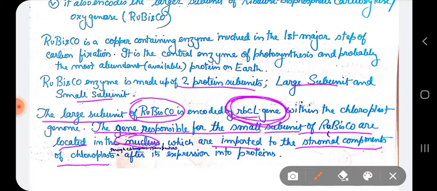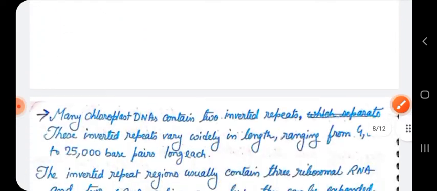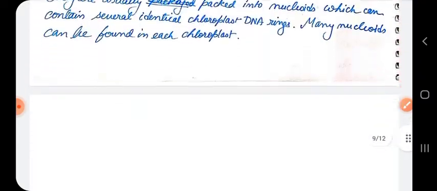So it means the gene responsible for the small subunit of Rubisco is located within the nucleus. For the large subunit, the gene is located in the chloroplast DNA. But for the small subunit, it is located in the nucleus. It will be expressed into protein, and then with the help of a chloroplast transporter, it will enter into the stromal components of the chloroplast. Okay.